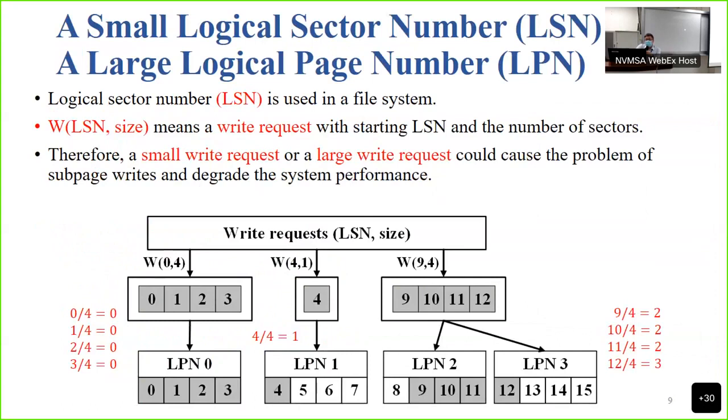Here I will introduce the logical sector number and logical page number. A logical sector number is small, but a logical page number is large, because as I just said, a sector may be 4 KB, but a page is 16 KB. The logical sector number we will call LSN, and it is used in the file system. Here we have a write request, where the LSN means the starting LSN, and size is the number of sectors that the write request will write. In this figure we can see that a small write request or a large write request could cause the problem of subpage write.